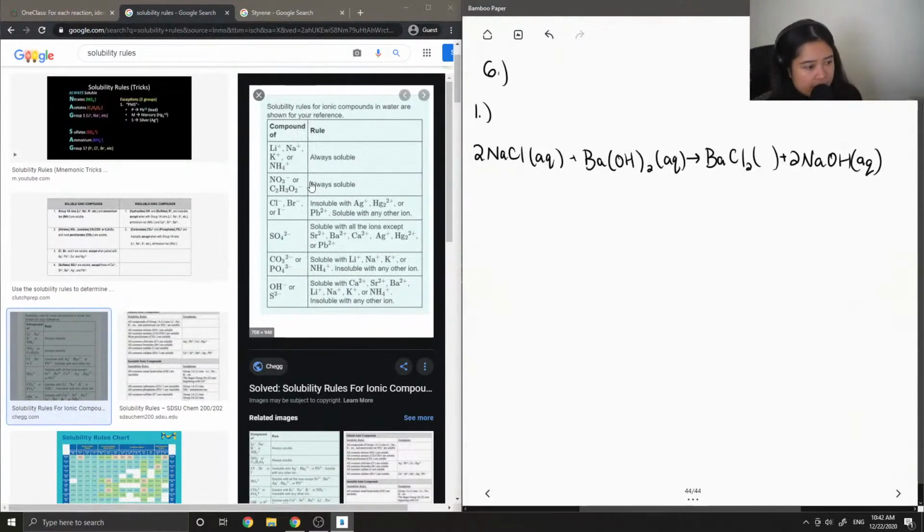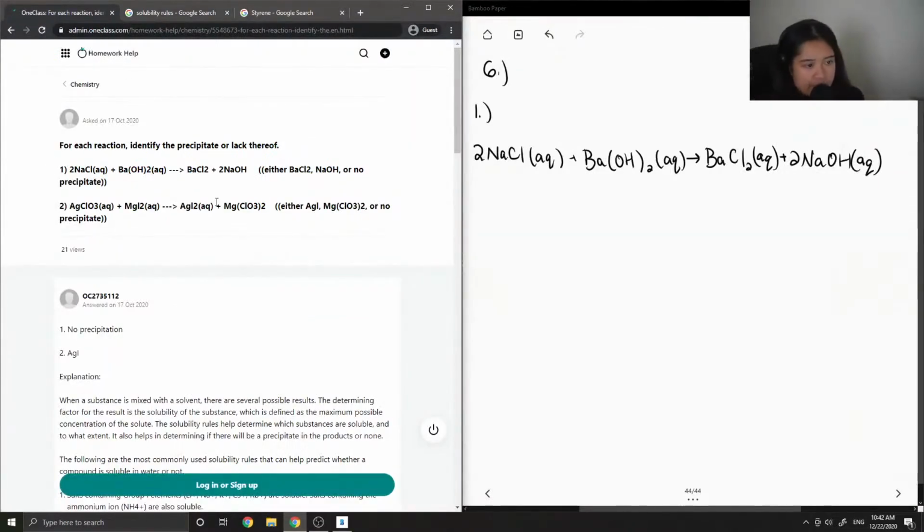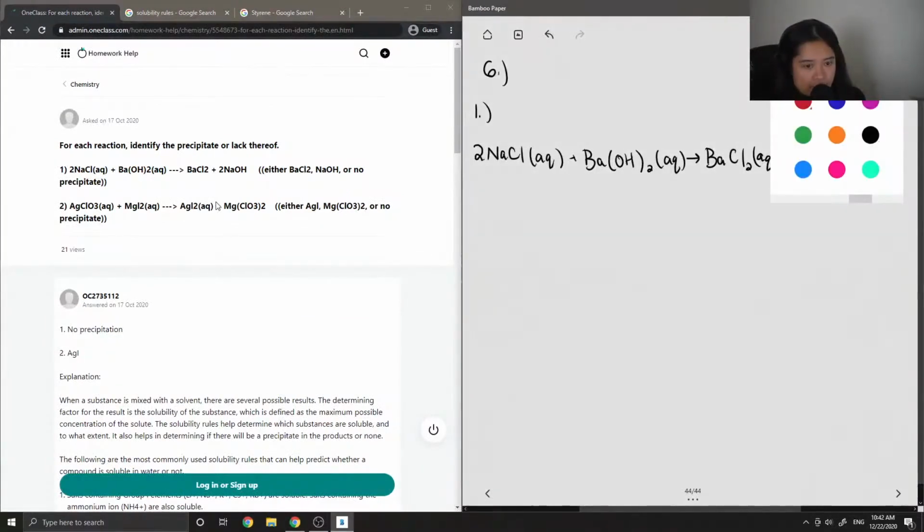Moving down here, we look at what pertains to the barium chloride. Compounds containing chlorine, bromine, and iodine are insoluble only with silver, mercury, and lead, and they're soluble with any other ion. So therefore I can write that barium chloride is also aqueous. So there's no precipitate in the first one.